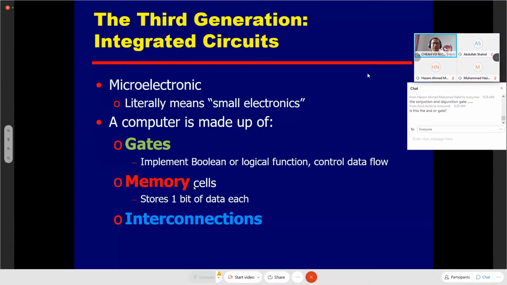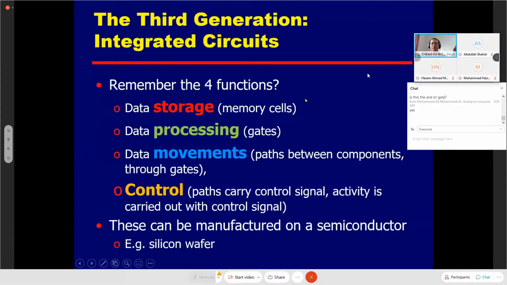Yes, the integrated circuits will then also be able to store bits of data, in terms of ones and zeros. So that is some introduction. So remember the four functions again. You have data storage, data processing, data movement, and data control.